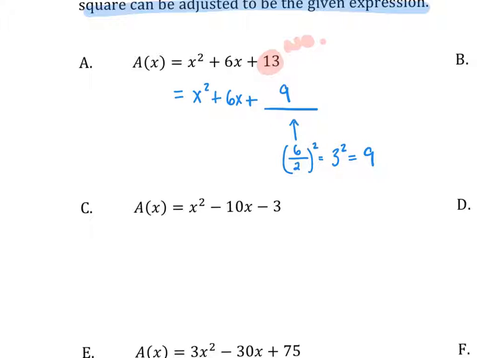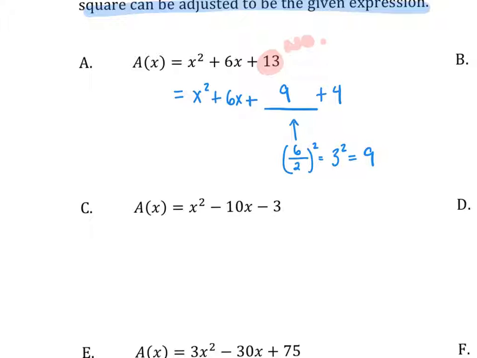No. So how can I adjust the perfect square that I got to make it equal to 9? So basically, my question is, how do I get from 9 to 13? What do I need to do to 9 to get up to 13? I just need to add 4. So now I have adjusted that perfect square to be equivalent to the original expression.